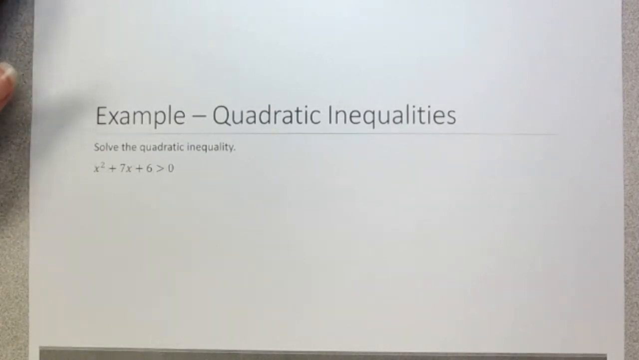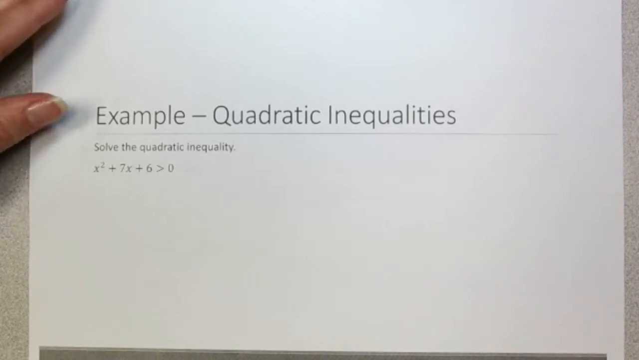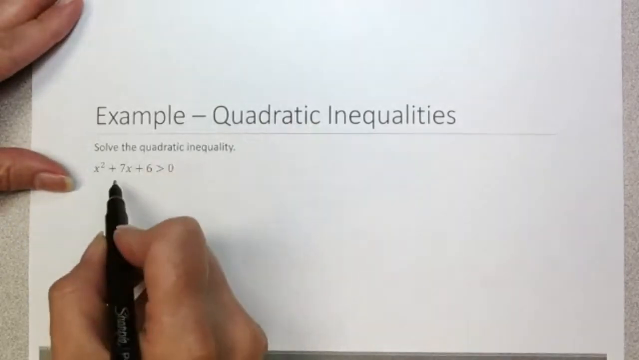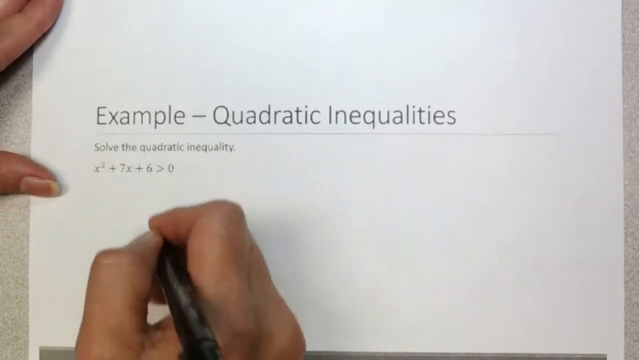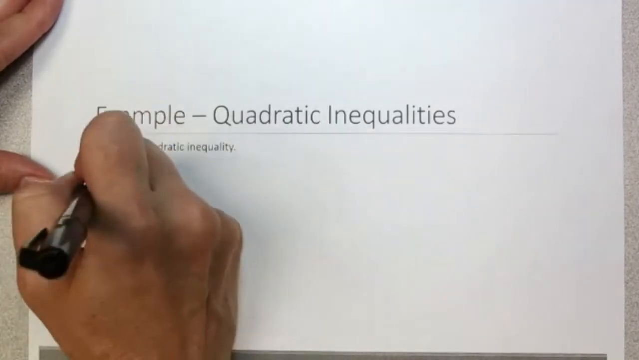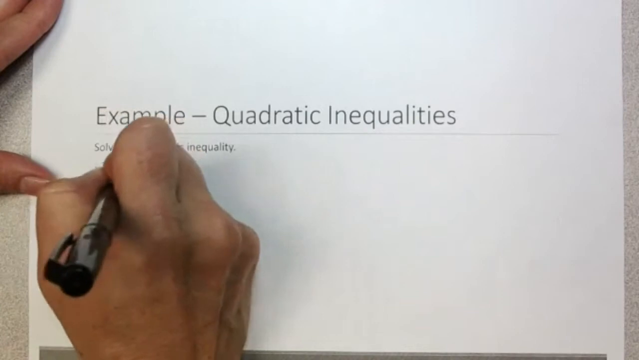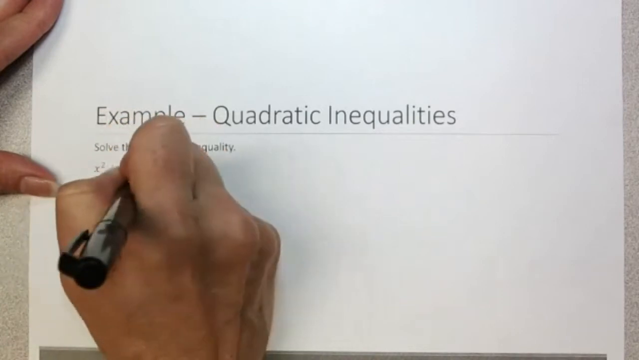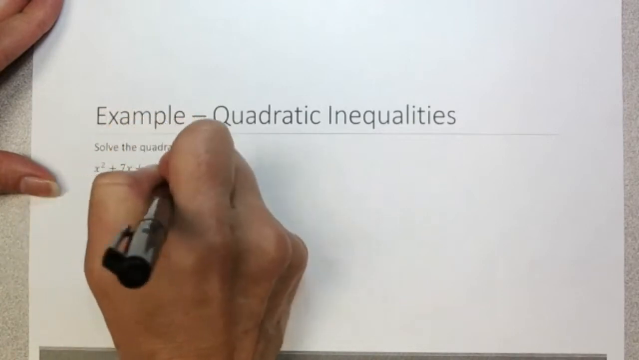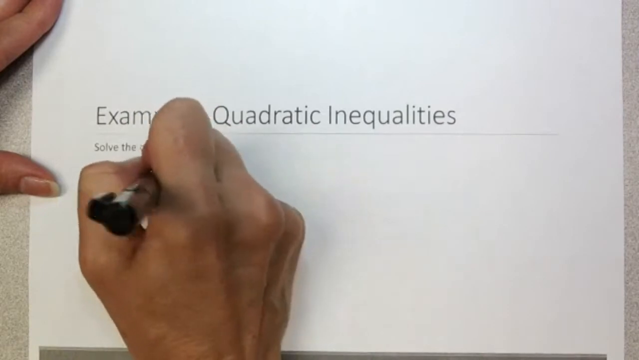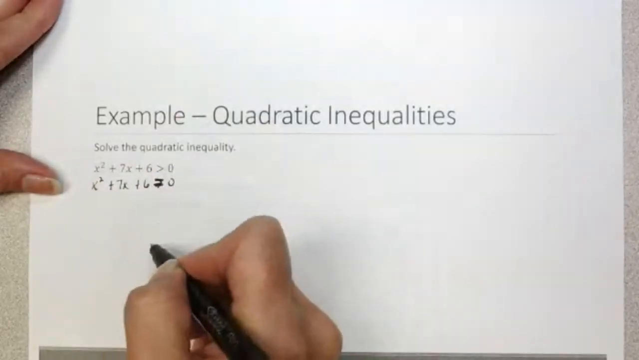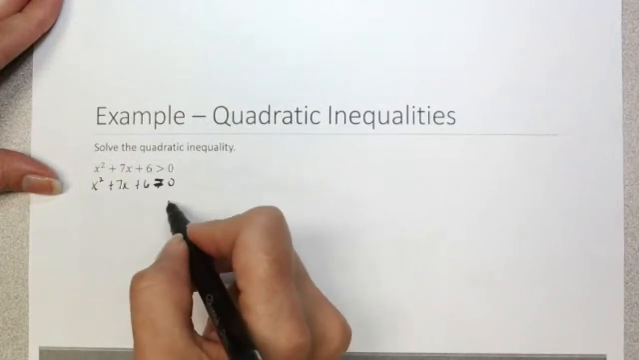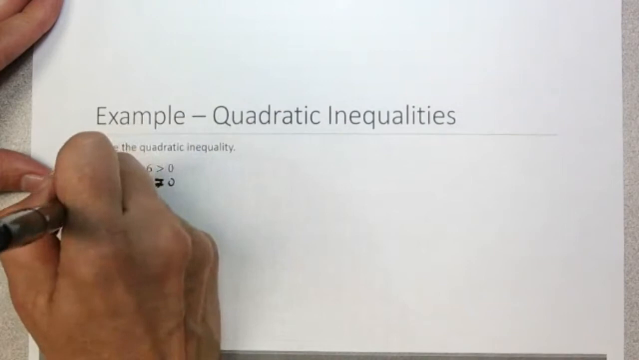Well, we know how to solve quadratic equations, right? So the first thing that we want to do here is let's just change that inequality into an equality and go ahead and solve it that way, right? So if we do that, let's write it as an equality. x squared plus 7x plus 6 is equal to 0. We're going to change that into an equality, is equal to 0. So what will we want to do here? Well, if it factors, we could solve it that way. And this one does factor.